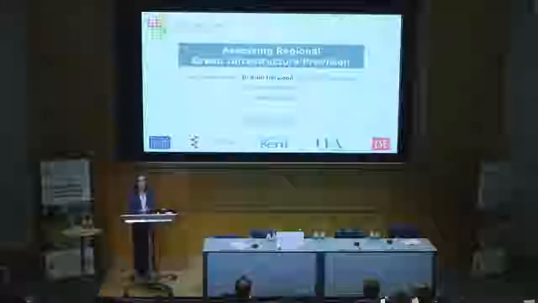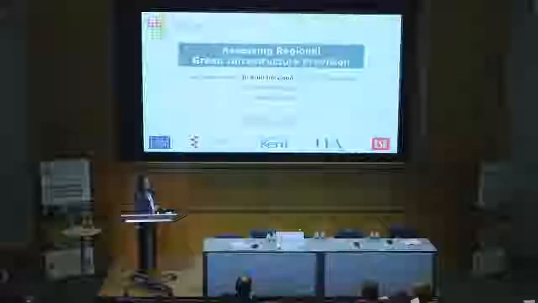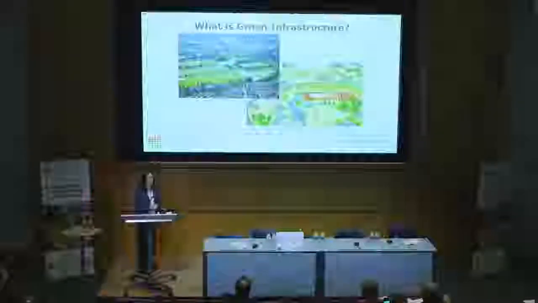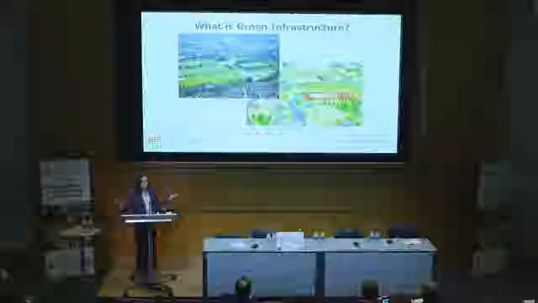So let's start with thinking about what is green infrastructure. That's a nice place to start. Well, we can think about, you know, looking out the window, if we had any windows here, look out a window and you see green infrastructure. It's those elements of the natural and semi-natural environment that connect our urban and rural spaces together.